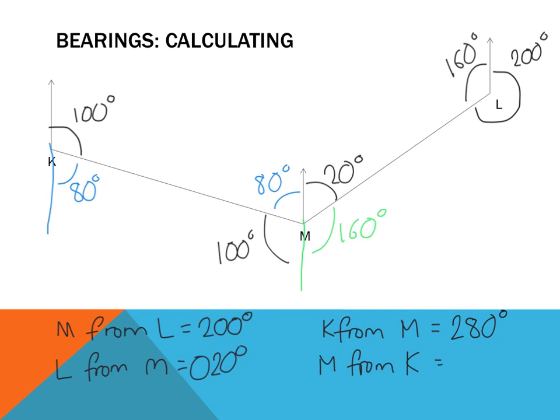Then we're going to go to M from K. We could look at our diagram, and we're going from K round to M, read it off as 100. The other way we could do it is to look at our 280 and take off 180. Either way, that gives us 100 degrees.